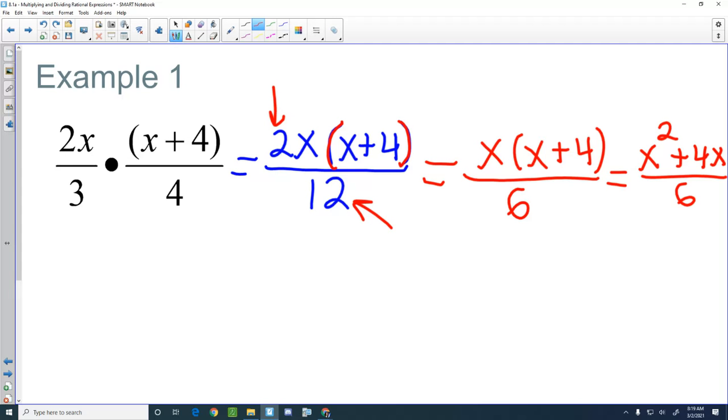What do you think? Are we okay with this so far? It is a pretty basic concept, right? It's just fractions with some variables in it. That's it. Yeah.